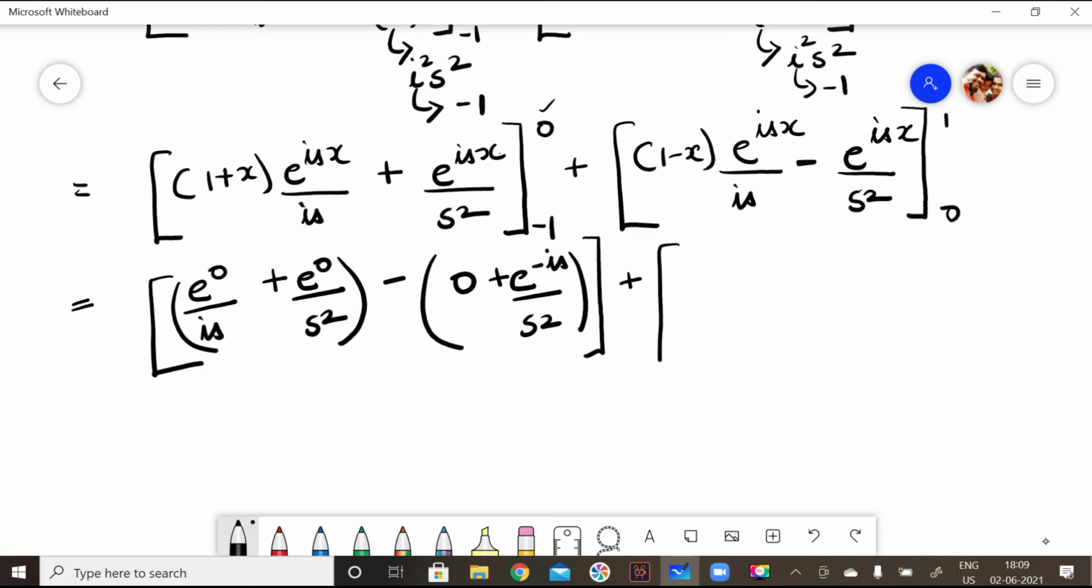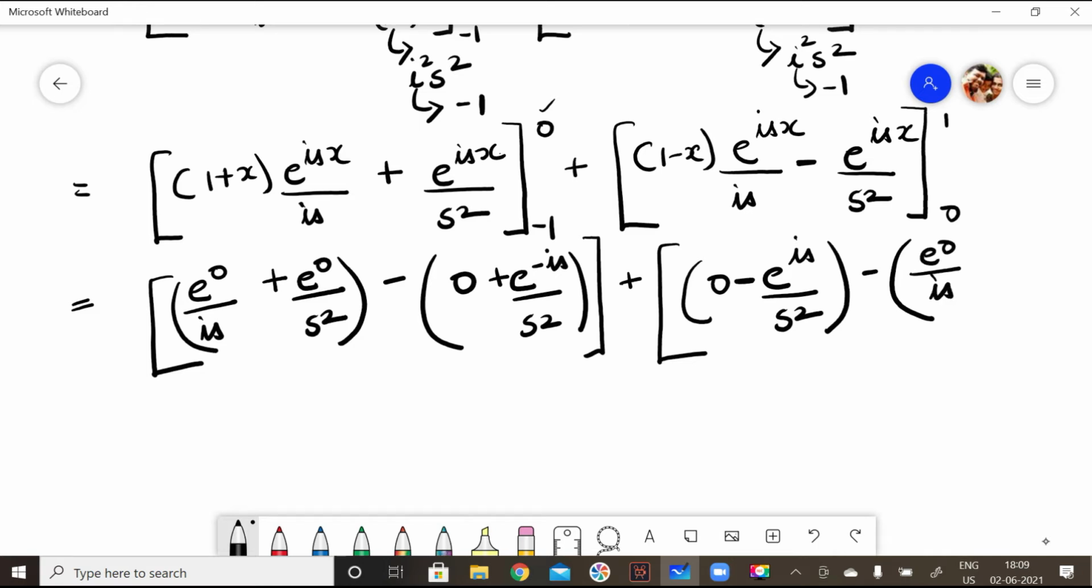Plus, what is my upper limit here? 1. So 1 minus 1 becomes 0. So 0 minus e to the power, when I substitute 1 for this x, it becomes is by s square. My upper limit is over, minus my lower limit. So what is my lower limit? 1 minus 0 is 1. When I substitute 0 for this x, it becomes e to the power 0 by is minus e to the power 0 by s square.